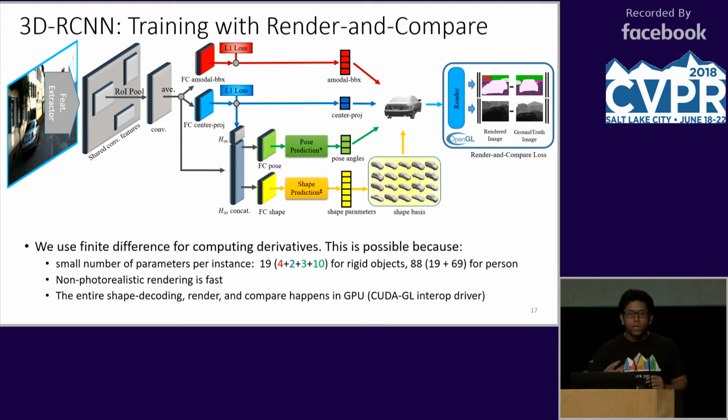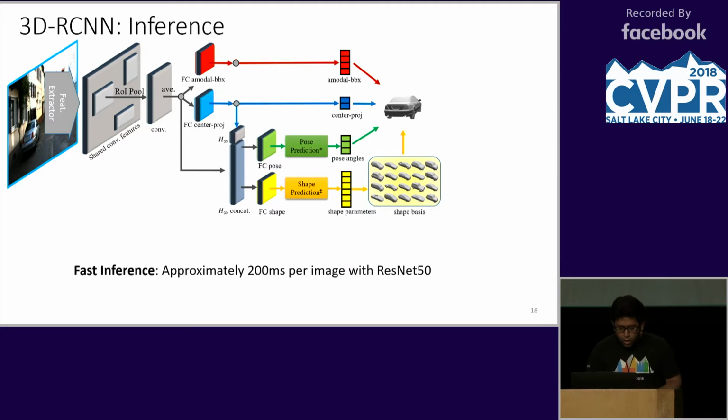Now, the problem is this rendering is being done through OpenGL, which is almost like a black box. So how do we get derivatives out of it? Our solution was to use finite differences. The reason we can use this is because we have a very small number of parameters. For example, for a rigid object, we have only 19 parameters, so we need to run this renderer 19 times, right? Now at inference, we do not have to do this render-and-compare stage, and it's just a simple fast forward pass. So the overhead on top of Faster R-CNN is very minimal. Under 200 milliseconds, you get the shape and pose of all object instances.